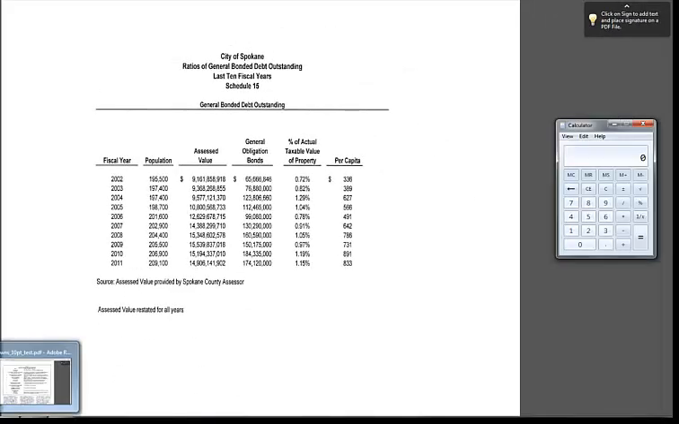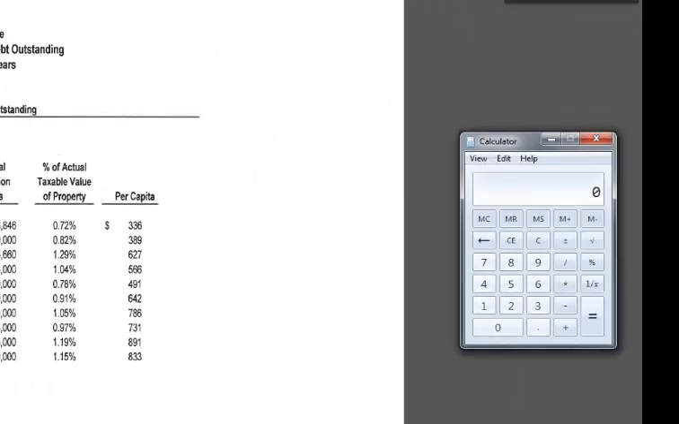Okay, so now that we have our numerator, which again is 246,100,325, and we divide that by the population, which is 209,100, we get our first ratio, which is $1,176.95, meaning that general revenues were $1,176.95 per capita for Spokane in fiscal year 2011.